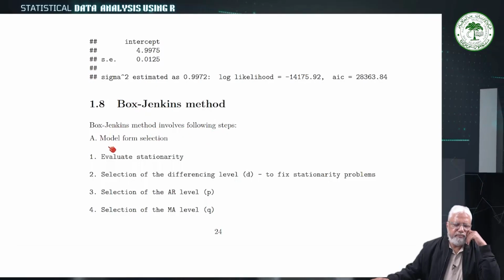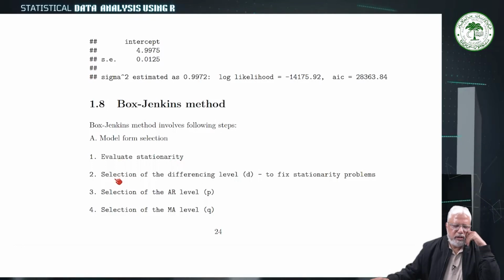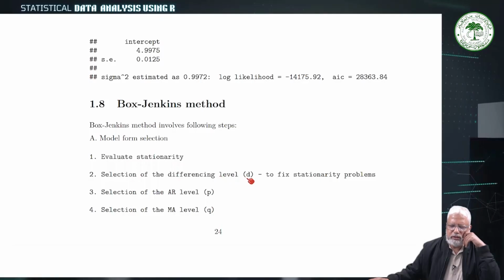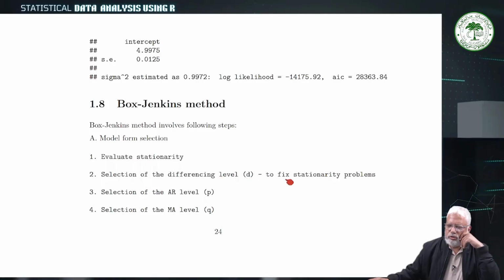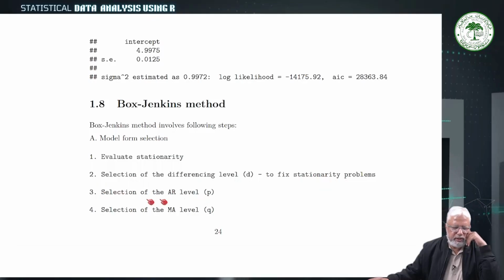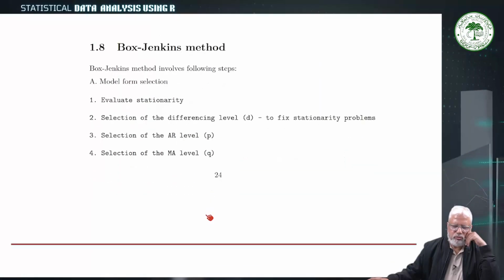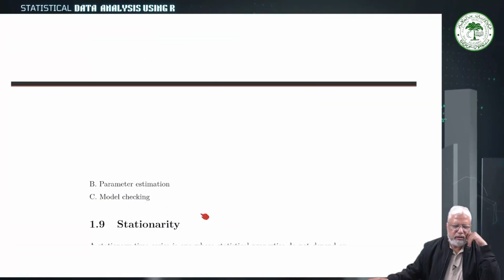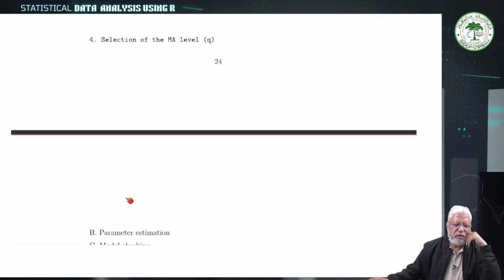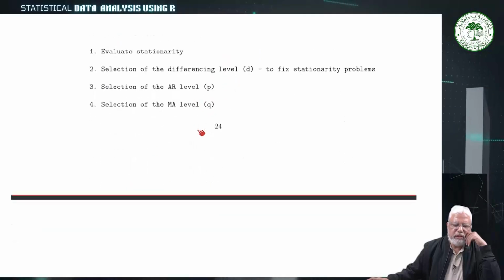The following steps: model form selection, evaluate stationarity, selection of the differencing level D to fix stationarity problems, selection of the AR model order P, selection of the MA model order Q. So these are the Box-Jenkins steps, then parameter estimation and model checking. So these 4 steps constitute the Box-Jenkins methods.